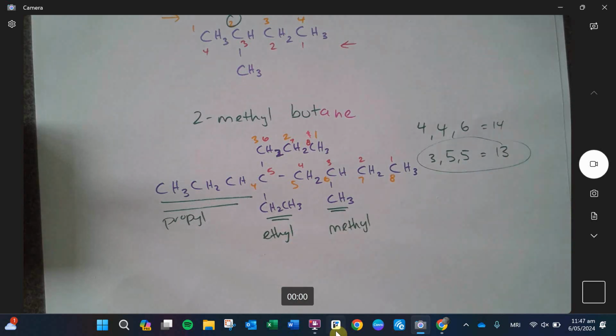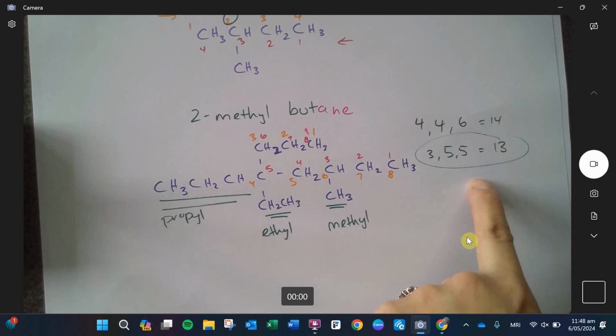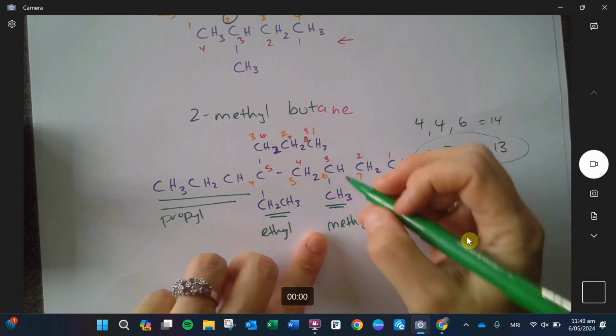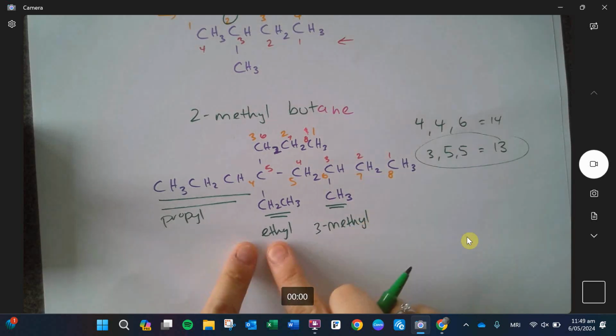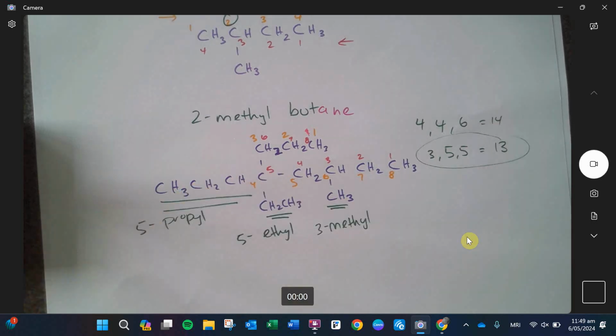Yep, let me just pause the recording. So that is a better combo. Agreed? Okay. So what that means is that the methyl is going to be assigned a 3, the ethyl is going to be assigned a 5, and the propyl is also going to be assigned a 5. And then my longest chain is the 8, octane.